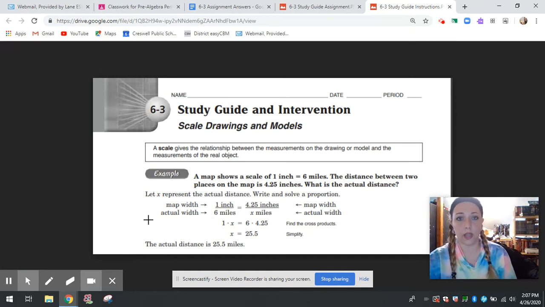So that's where we're going to have something to solve. And you can see that they kind of worked it out here. Your first step is to find cross products. What I always say is cross multiply. So it's two different terms that mean the same thing.